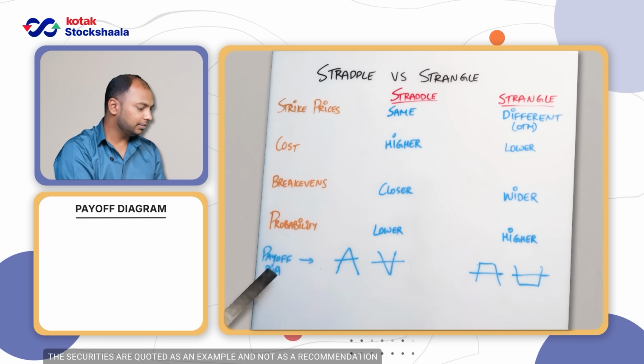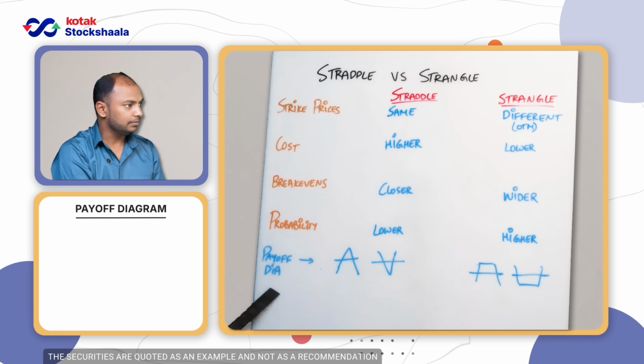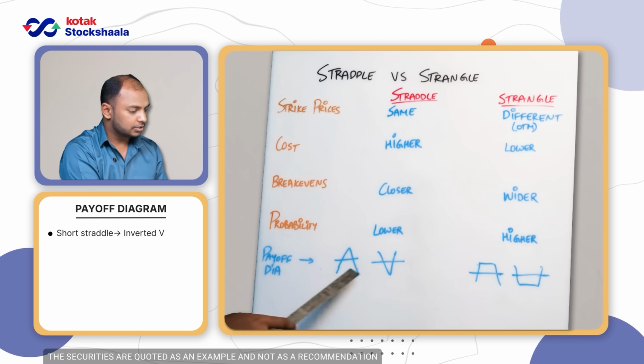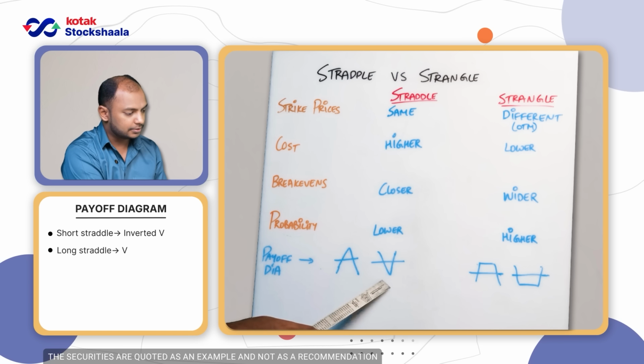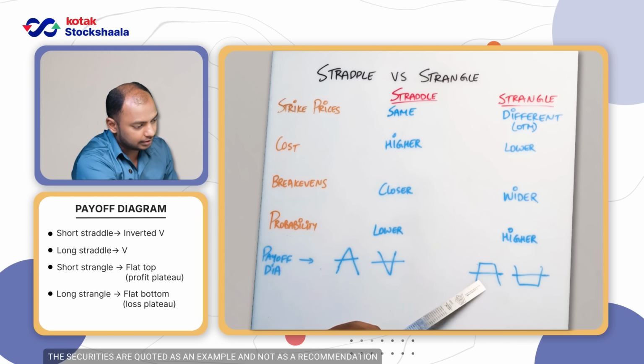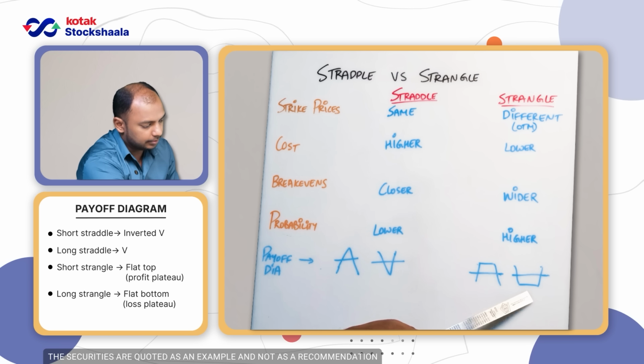And finally, we have the miniature payoff diagrams of both of them. Here for a straddle, you can see that it is clearly triangular in shape. So this is for a short straddle and this is for a long straddle, whereas this is for a short strangle and this is for a long strangle.